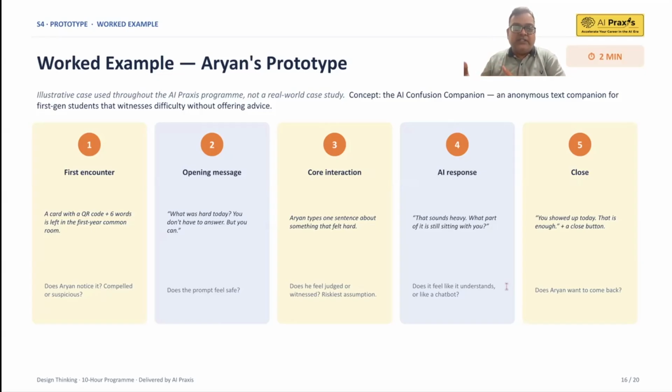Will Aryan notice the QR code? Will the message feel welcoming, or will he type something personal? Will the AI's response feel empathetic rather than robotic? And finally, after the interaction, would he come back? If the answer to any of these is no, the team has learned exactly what needs to change without writing code or building a full product. That's the power of prototyping. So don't build the whole solution, build only enough to answer your most important question.